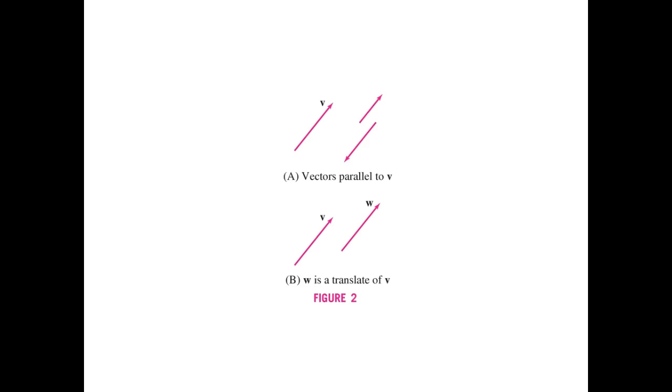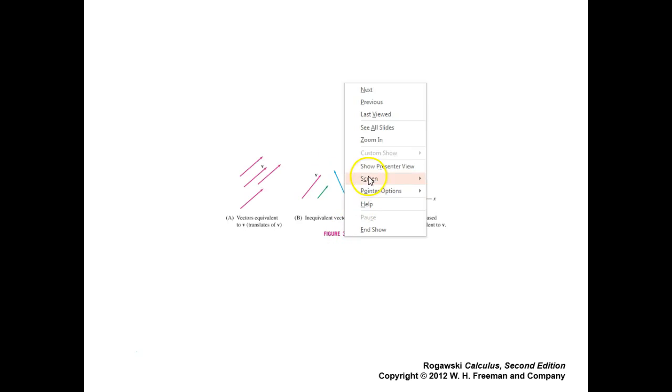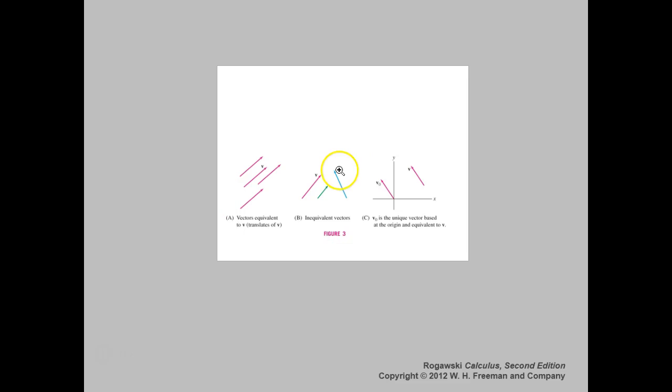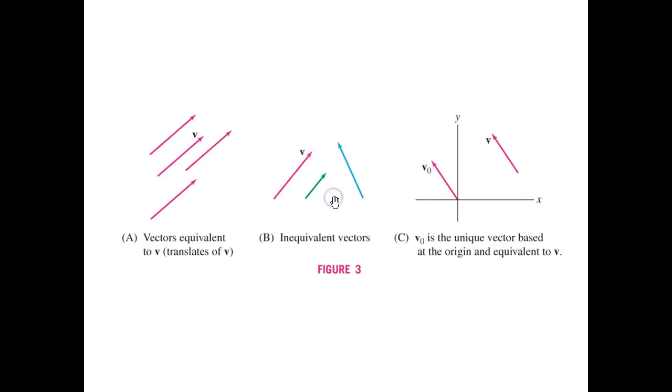Every vector can be translated so that its tail is at the origin, making it a position vector. Therefore, every vector V is equivalent to a unique vector V0 based at the origin. Let's see if this next slide shows that. Okay, again, just our basic nomenclature. These vectors are all translates of V, so they're all equivalent vectors of V, meaning same magnitude, same direction, nothing changed.